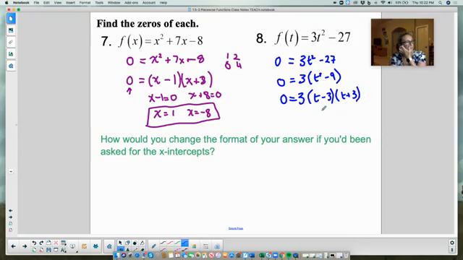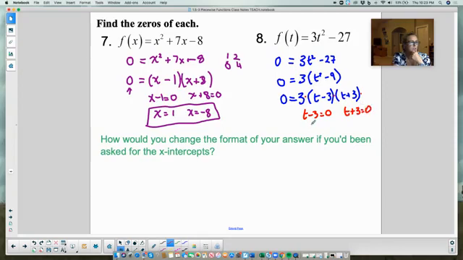Okay, so we have to solve this now. We still haven't finished. We've got three things being multiplied together: 3 times factor number 1 and factor number 2. At least one of those factors must equal 0 for our answer to be 0. Does 3 equal 0? No. So that's not a zero of the function. But t minus 3 could equal 0. And look, we're working with t's here, not x's. I just didn't even notice that. Or our other factor must equal 0.